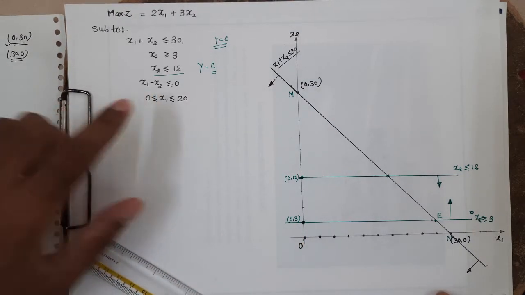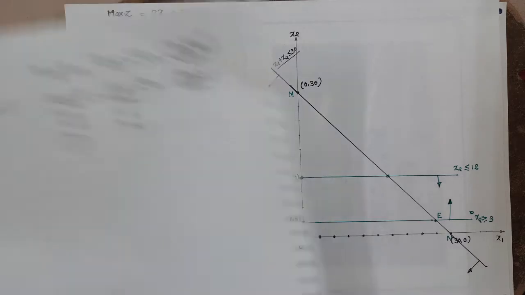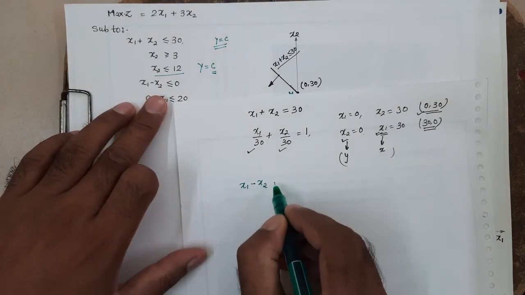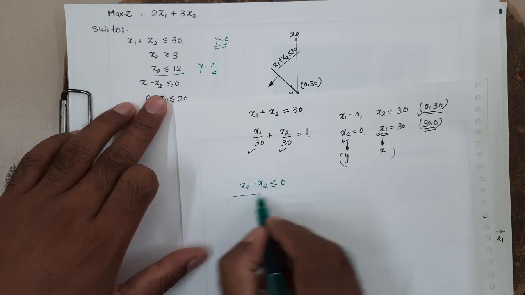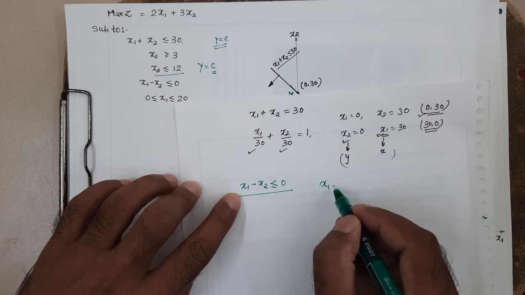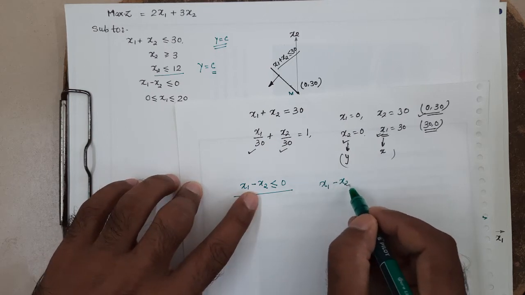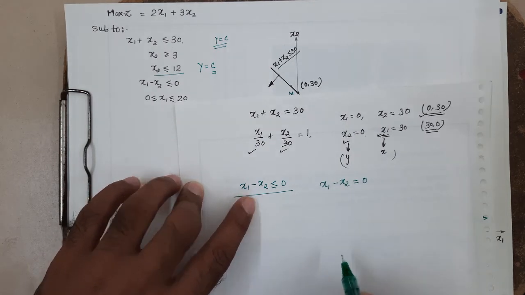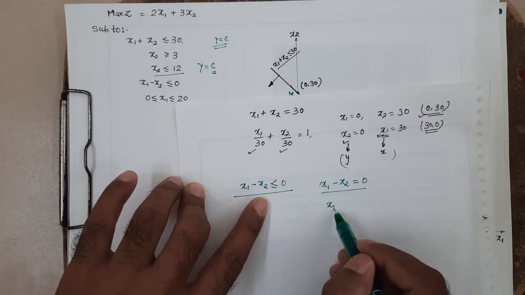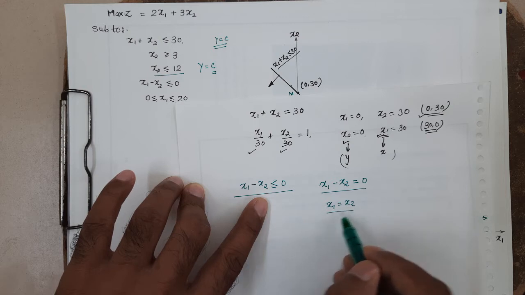Now let us take constraint 4. This is x1 minus x2 less than equal to 0. So this can be written as x1 minus x2 equal to 0. Converted to equality, removed the inequality. So this can be written x1 is equal to x2.